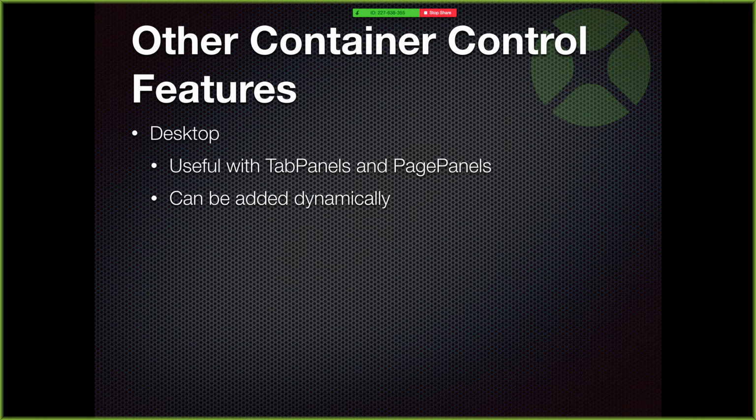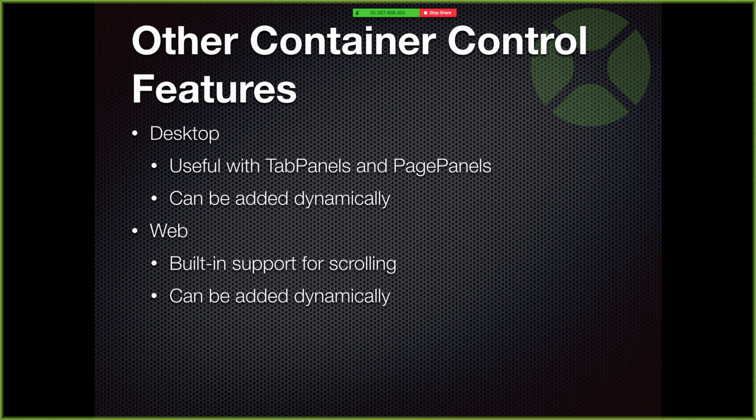On web, container controls have built-in support for scrolling, so they can be a great way to put up some sort of sub-content on a main page and then you can scroll that content itself. You don't have to really do anything special. And of course, you can also add container controls dynamically to web pages, and that can be very useful for all kinds of layouts that you may need to do. Instead of bringing up a new page necessarily, you can just have the single page, create a new container control dynamically, and then use that to show the new layouts.